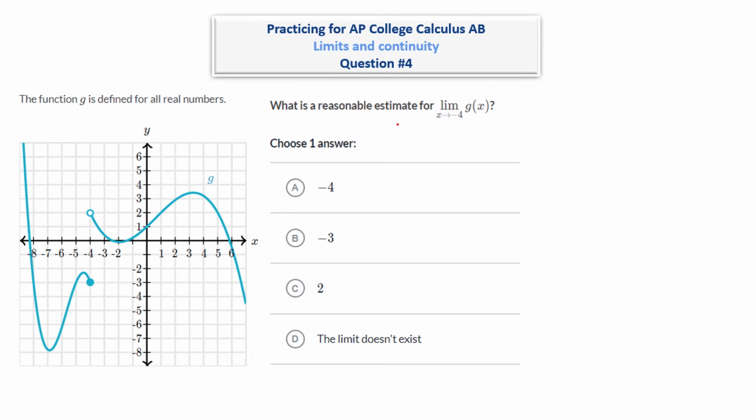Question 4. What is a reasonable estimate for the limit of g(x) as x tends to negative 4? If we approach negative 4 from the left, the y value is negative 3. And as we approach negative 4 from the right, the value of y gets closer to 2. As we have different limits from the left and from the right, we conclude that the limit does not exist.